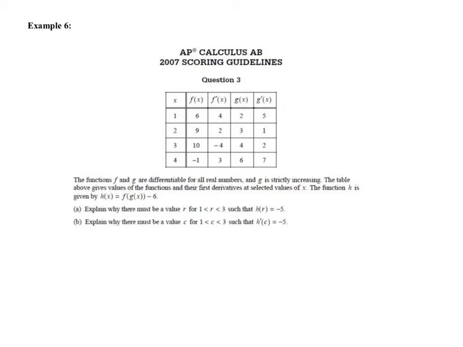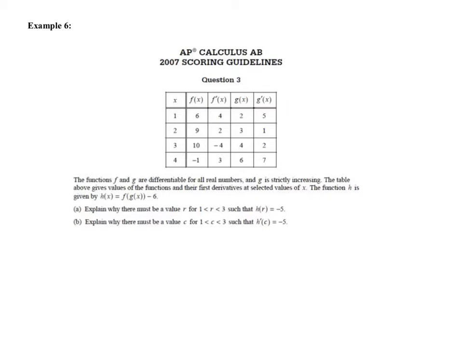But this is problem number 3 in the 2007 exam, and this is just part A and B. Part C and D, I think one of them was a fundamental theorem and the other one was the derivative of an inverse. But part A and B tackle the intermediate value theorem and the mean value theorem.